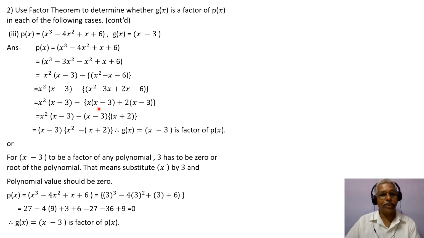Now taking x minus 3 common in this bracket, you get x square into x minus 3, so minus x minus 3 into the big bracket, which is x plus 2. Now from the whole thing we are taking x minus 3 common, and into this bracket goes x square minus what is remaining, minus into bracket x plus 2. But whatever this bracket may be, it is multiplied by x minus 3. So x minus 3 is a factor of Px.